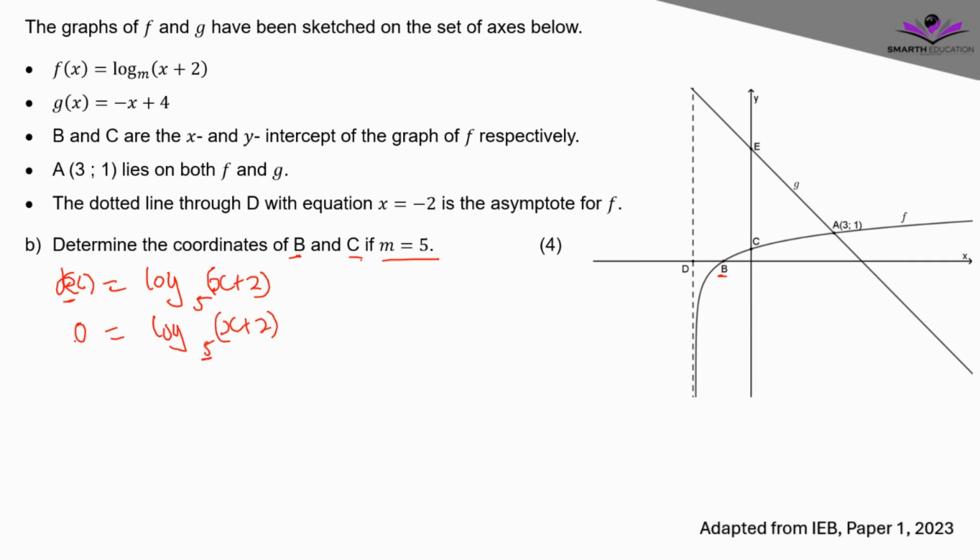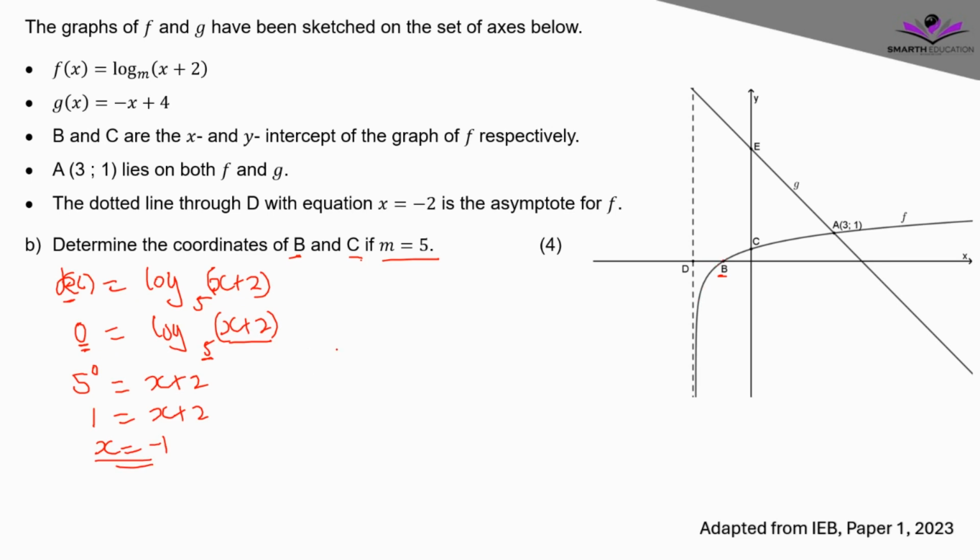So this is the base, this is the exponent. So we change this from logarithmic form to exponential form. This is 5 to the power 0 is equal to, because this is the base and this is the exponent, and then this is the argument. Then 5 to the power 0 is equal to x + 2. But 5 to the power 0 is 1, so 1 is equal to x + 2. And then we can subtract 2 from both sides of the equation. We get that x is equal to -1. So meaning that the coordinates of B are (-1, 0).